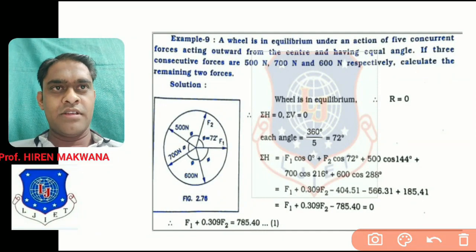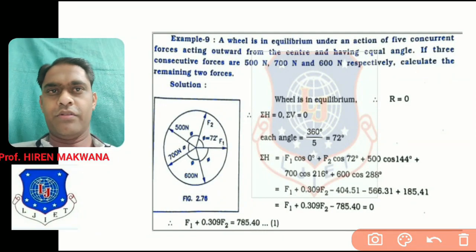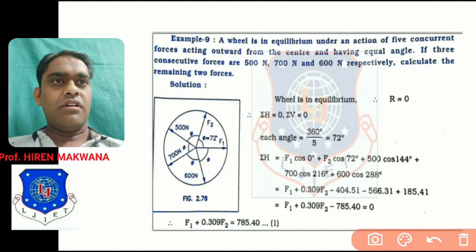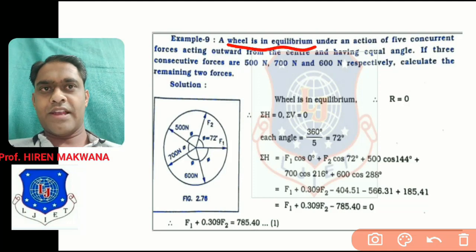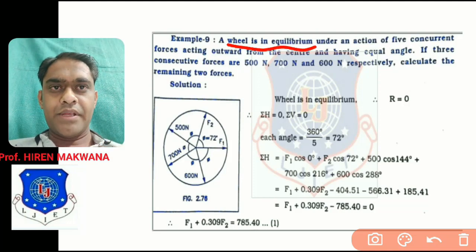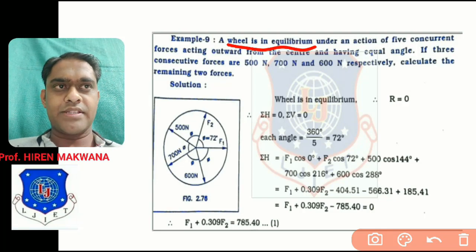Okay students, let us start with the same example which I gave you in your homework. Please read the data first. A wheel is in equilibrium. Now equilibrium means what? Let me remind you. Equilibrium means resultant equal to 0, which means sigma H equal to 0 as well as sigma V equal to 0. So the resultant force will be 0.